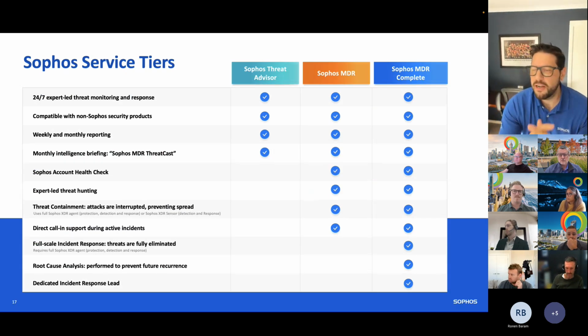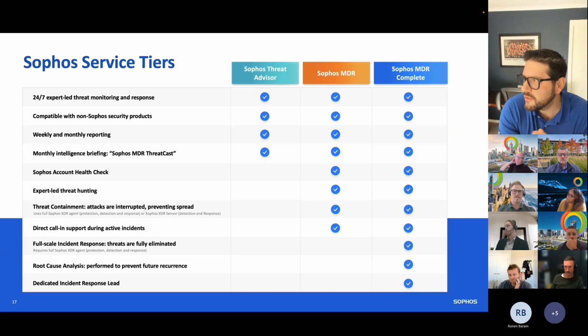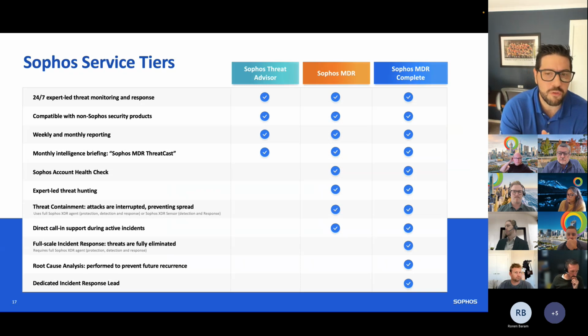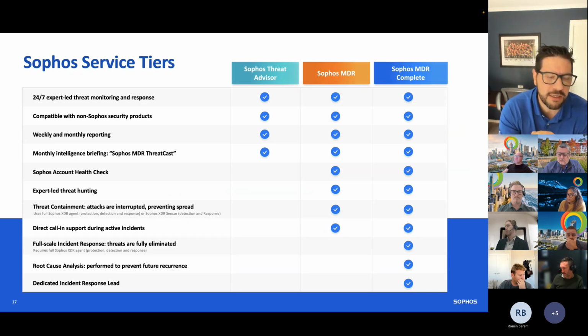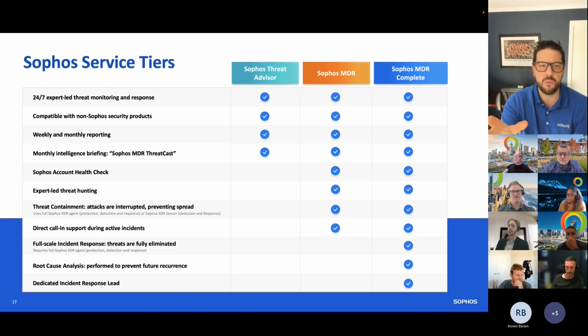Flavors. We all like options, right? So there are three options you can get. Threat Advisor, which is the basic one, is not really big in Australia, but it's really designed for people who already have a really strong team and they're not ready to move over to a Sophos endpoint. They just bought Trend or whatever they're running, and they just want the intel. They don't want us to do anything. They just want us to flag and tell them what's there so they can work out what to do.